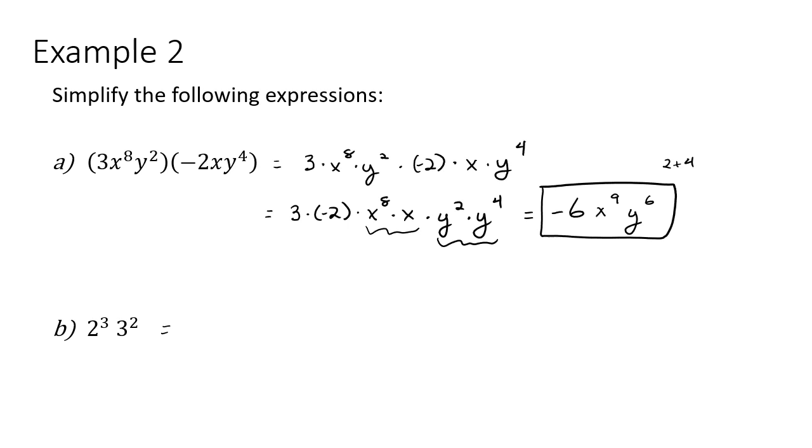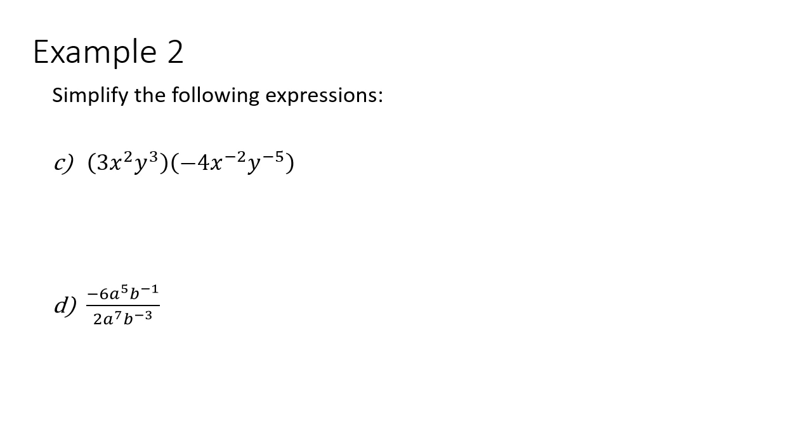Nothing applies. So you can just write this as 2 cubed, which is 8, times 3 squared, which is 9, and 8 times 9 is, of course, 72. So once again, try pausing the video and see if you can find the solutions to part C and D of example 2.